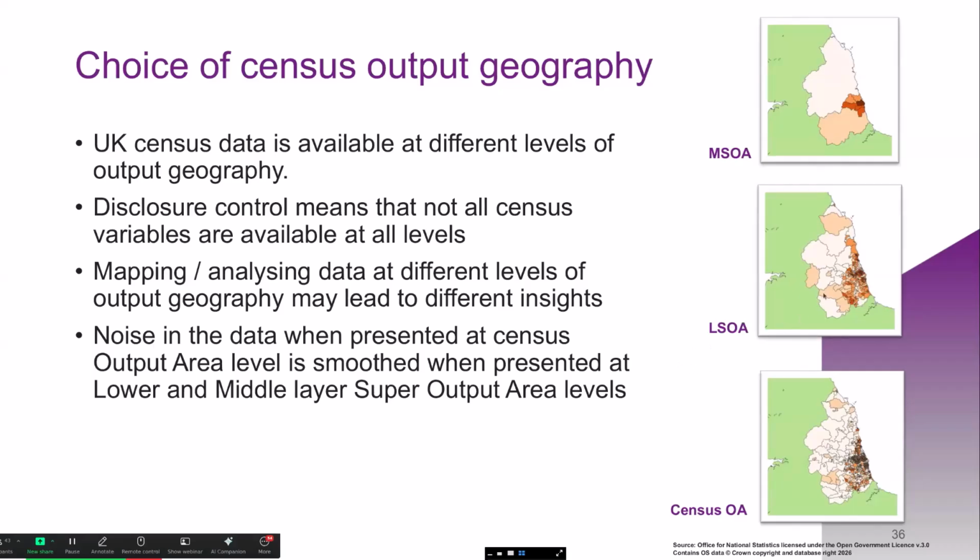And I say if you map the data or analyze it at different levels, the general pattern should be the same, but at the output area level you might get more noise. Whereas at the larger areas, the noise will tend to be removed, and you get more of a smoothing of the data. And it's just an interesting thing. And I say because of the disclosure control, you may find that the census variable you want is not available at all levels of geography.